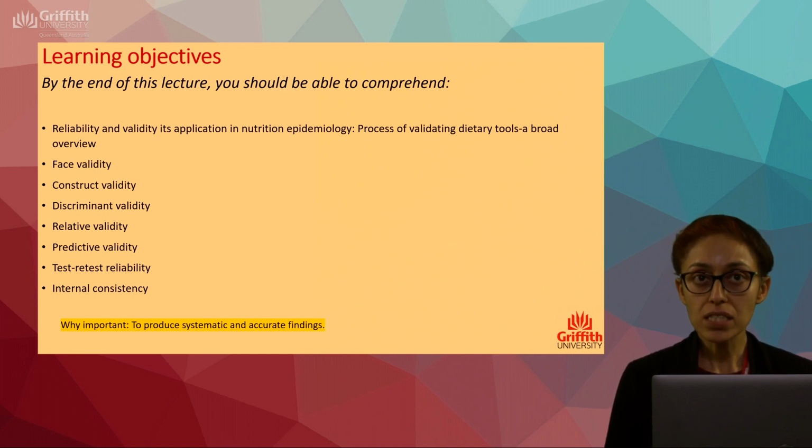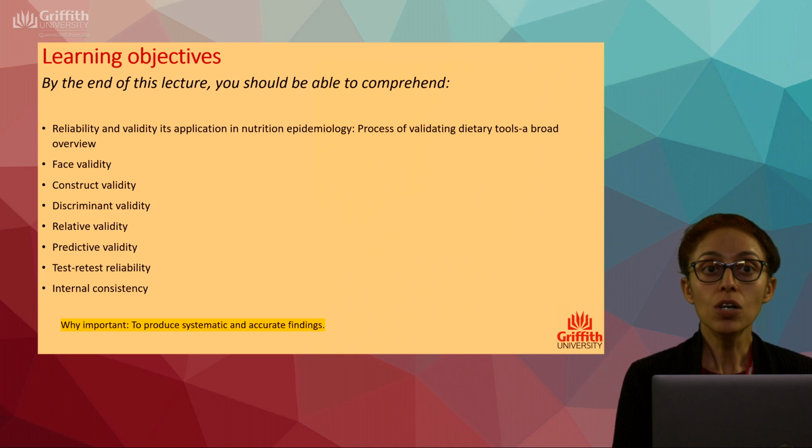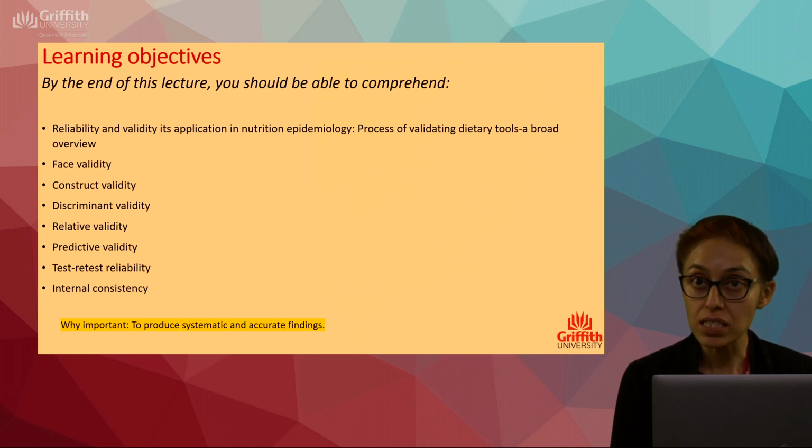Well, this is a bit more regarding a further advanced level of nutrition research, which is, if you decide to pursue the path of nutrition research, you would have to produce accurate findings, systematic findings, findings that are consistent, and that is where you will have to apply the concepts of reliability and validity.